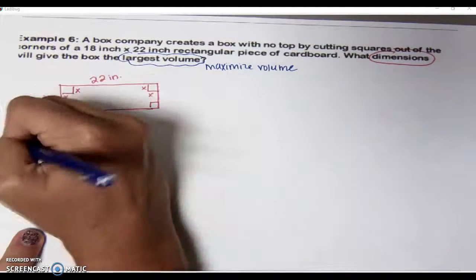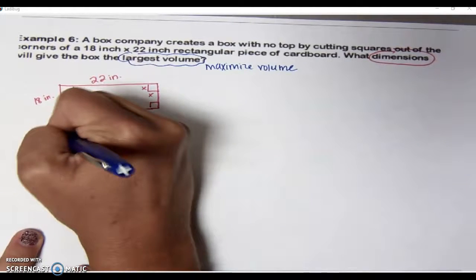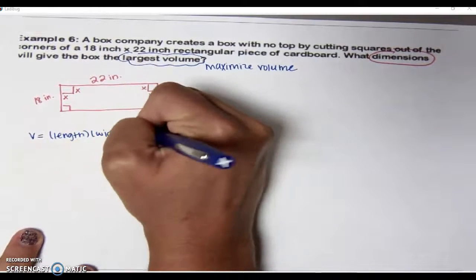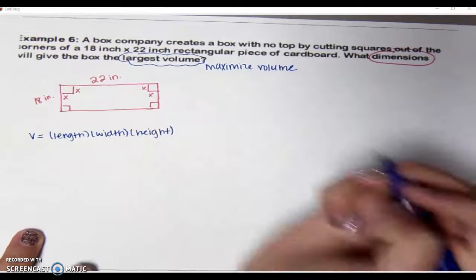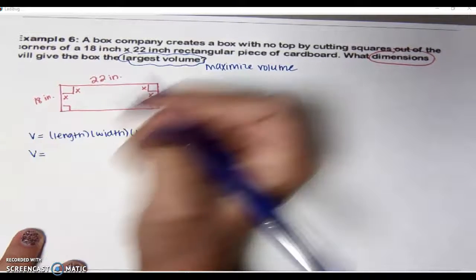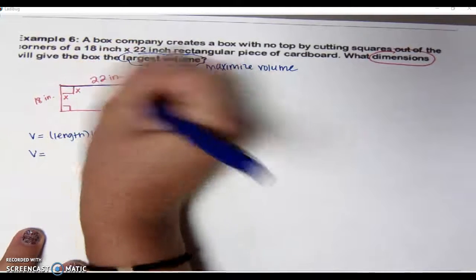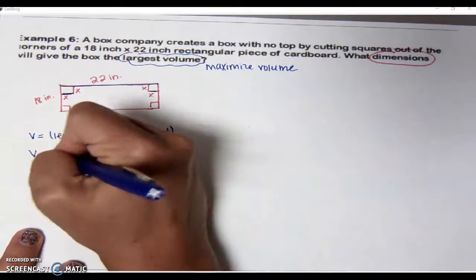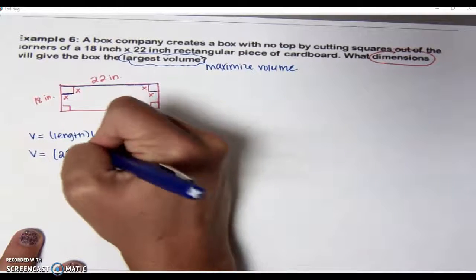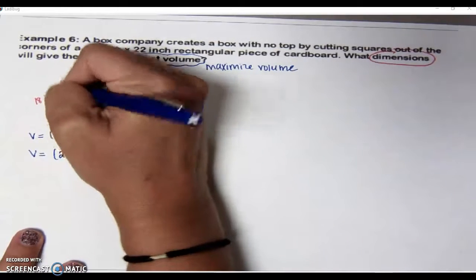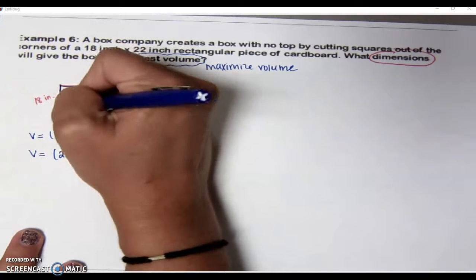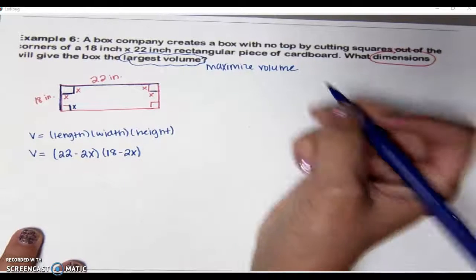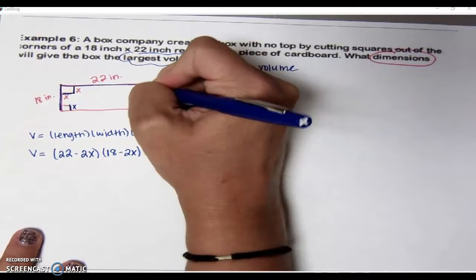So volume equals length times width times height. We're doing a box. So my length here was 22. But you see I'm taking out X and I'm taking out X. So my length is actually going to be 22 minus 2X. My width is 18, but I'm taking out X here and I'm taking out X here. So that's going to be 18 minus 2X. And then your height is what you're cutting out here, these X's.